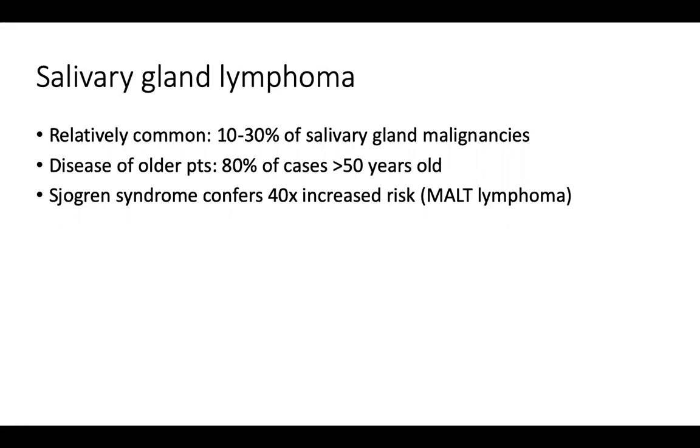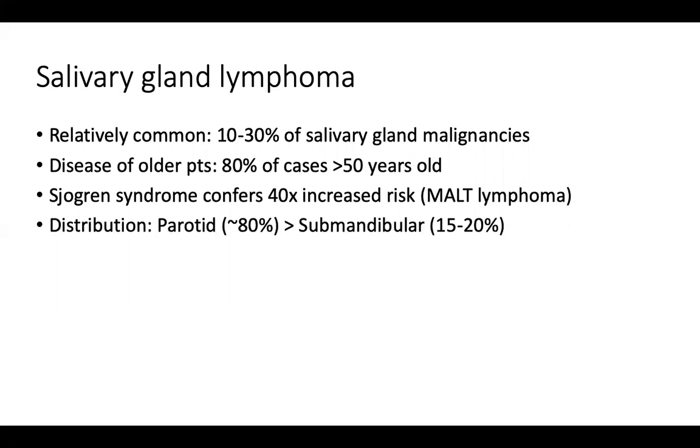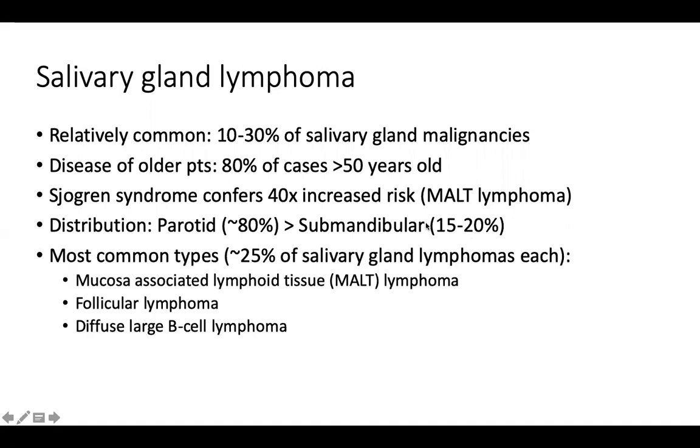And they're particularly at increased risk of MALT lymphomas, which makes sense because those are the lymphomas that we see arising in conditions of chronic inflammation. And the distribution: the vast majority of these are going to be in the parotid, but they also do occur in the submandibular gland. And then you can see sublingual and minor salivary glands very rarely involved by lymphoma.